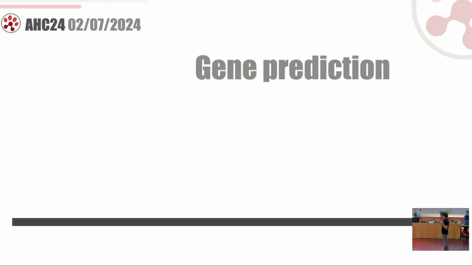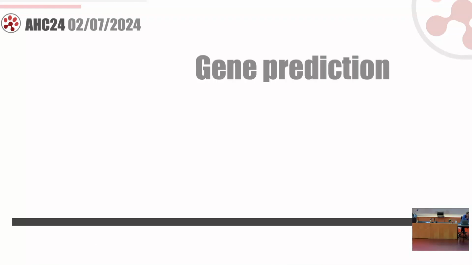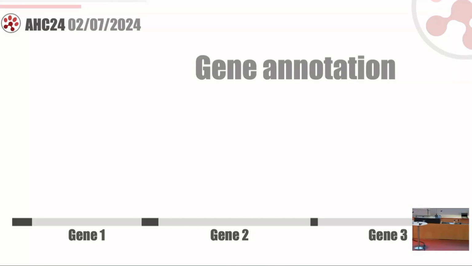For those that are new to this, whenever we are doing shotgun metagenomics, genome-resolved metagenomics, we try to generate genome sequences of bacteria that are as long as possible. If possible, they are circularized. And then in order to get functional information, we first need to predict the genes. And then we need to assign functions to these genes. And this is called gene annotation.